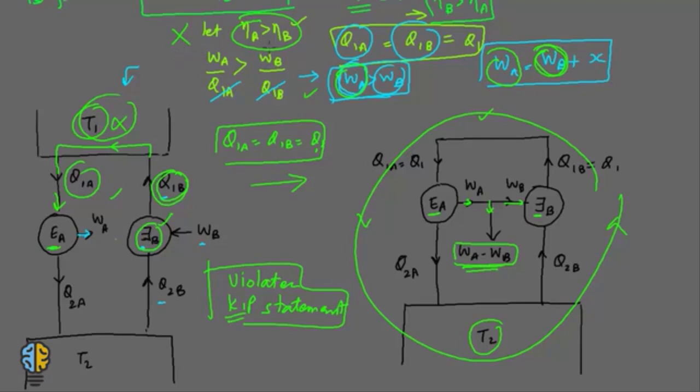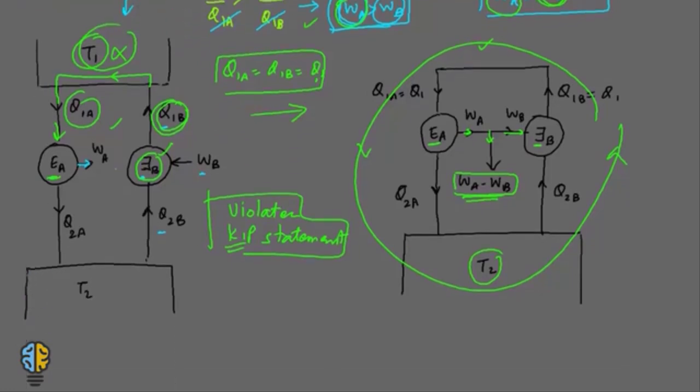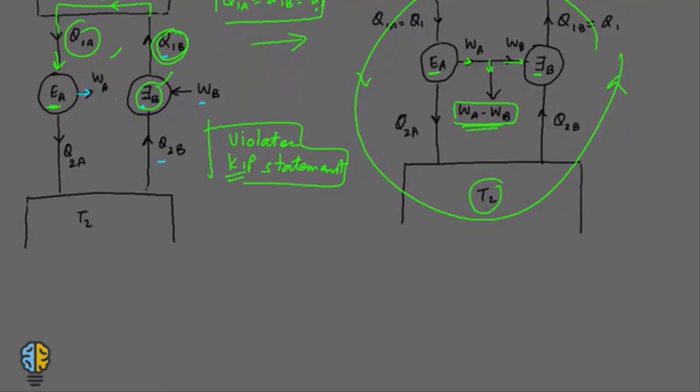So this means the correct proposition would be that eta B is greater than or equal to eta A. You cannot have eta A greater than eta B. This means eta B, that is the efficiency of a reversible heat engine, is higher than the efficiency of any normal heat engine. Okay, so this is what proves the Carnot theorem.